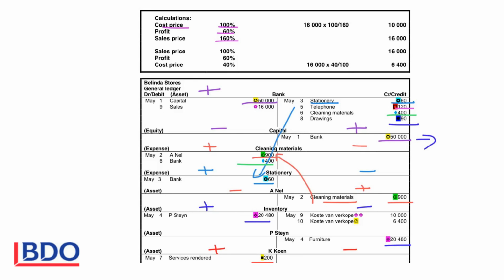The sales price was 16,000. So because we know the sales price, we will write the 16,000 next to the 160. If we want to determine the cost price, we will use the 16,000 times the 100 that we want to calculate over the one that we know, 160, and that will give us 10,000 Rand.